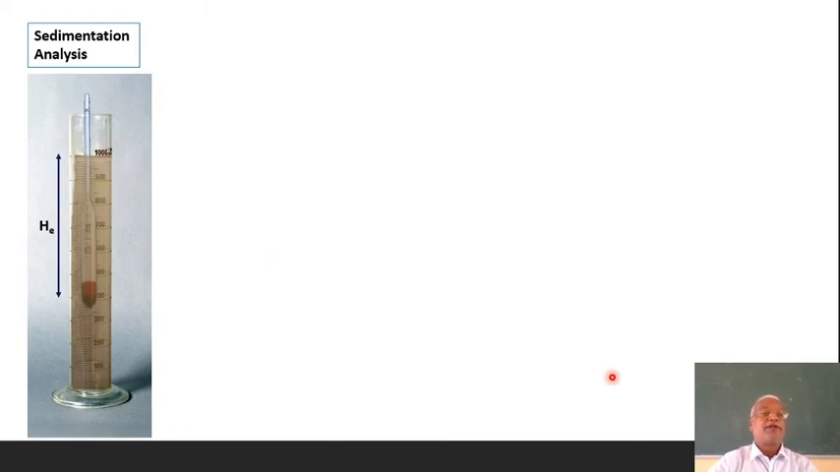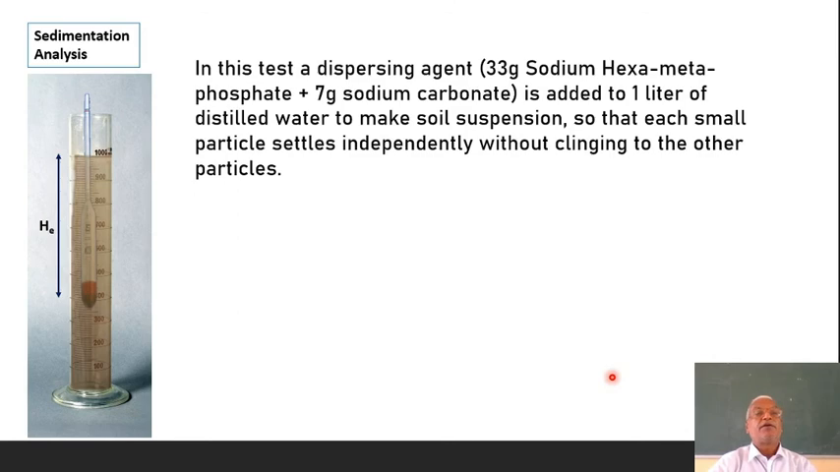Sedimentation analysis. In this test, a dispersing agent of 33 grams sodium hexametaphosphate plus 7 grams of sodium carbonate is added to 1 liter of distilled water to make the soil suspension, so that each particle settles independently without clinging to the other particles. Because if they cling together, the total weight will be more, and because of that they settle together slightly faster.